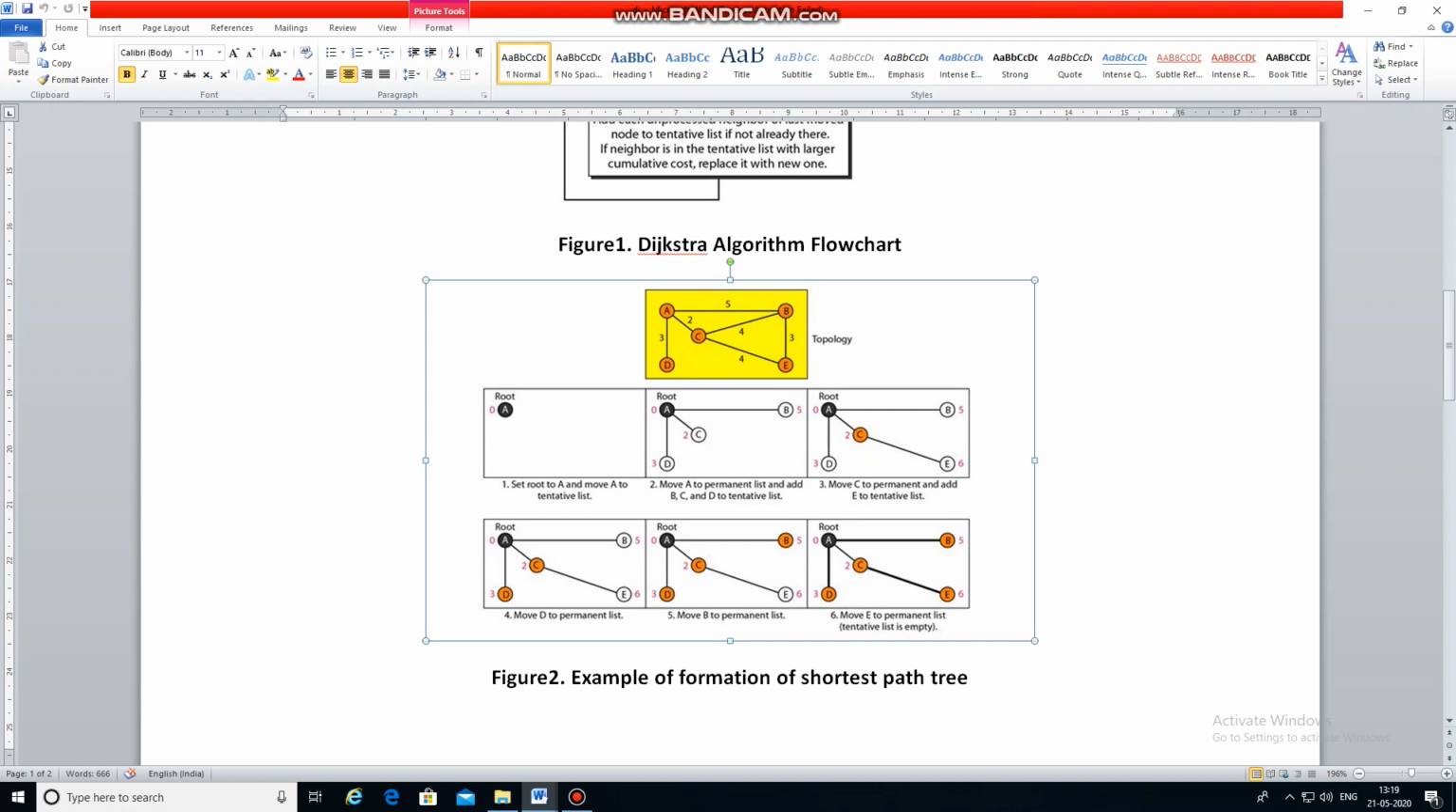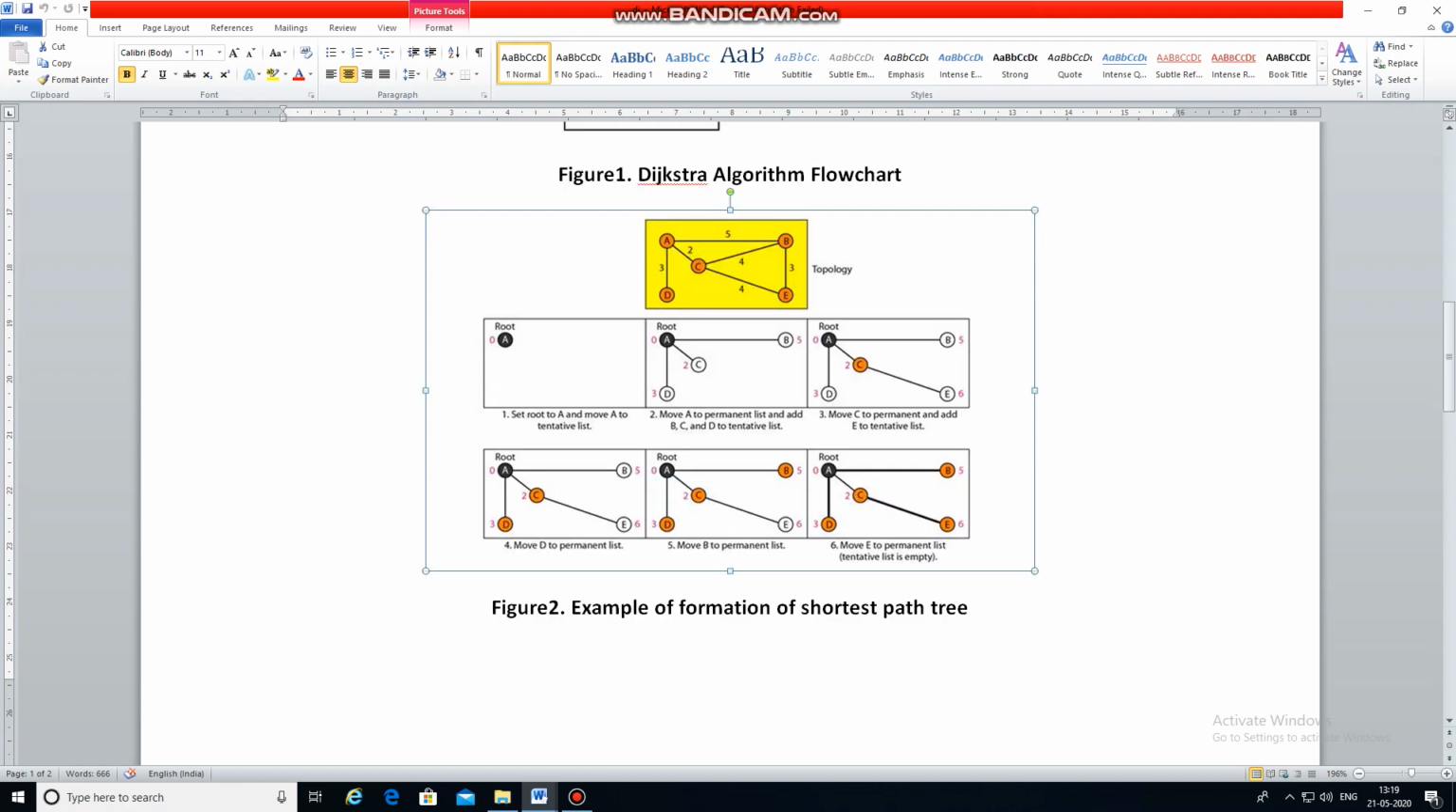Similarly, if you keep taking this example, we select A as the root node, right? The root node is nothing but the source node from which we are finding the paths to all the different nodes in the network, right? And that path is nothing but the shortest path, right? So for example, from A we have direct connections to B, C and D, right? So you can see that we move A to the permanent list and add B, C, D to the tentative list, right? B, C, D are direct contacts, so we added them to the tentative list, right?